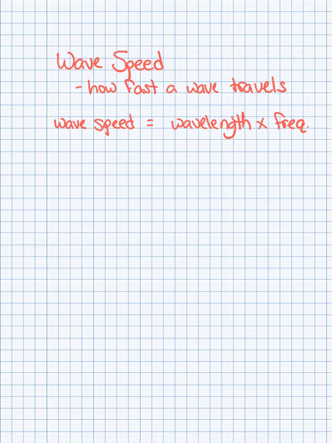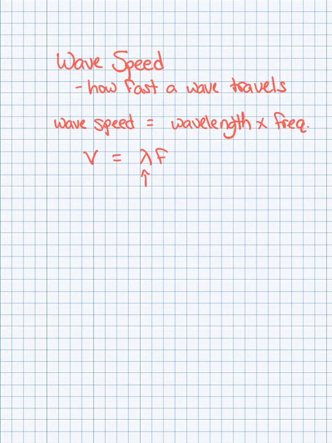Knowing wavelength and frequency, we can calculate wave speed. Wave speed is simply how fast a wave travels. Wave speed, given the variable v, is equal to wavelength, given the variable lambda, times frequency. For physical science, frequency will be given the variable f. Technically, frequency uses the Greek letter nu. Knowing this, we are now able to calculate speed.